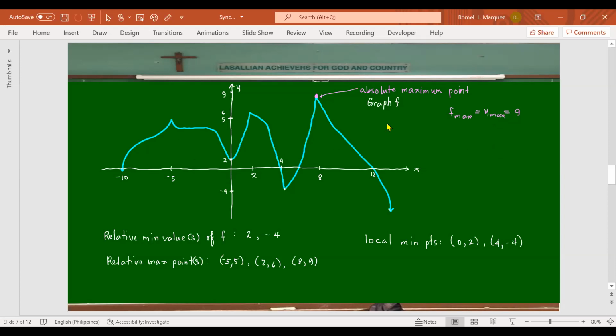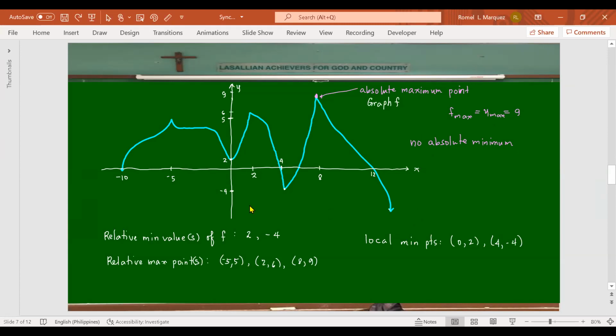So what about the absolute minimum point? Is there an absolute minimum point? Yes po. -4. No. Negative. No, no absolute minimum. I joke. Why not, sir? Pag may lowest, walang highest, kasi ito ay going down without end.